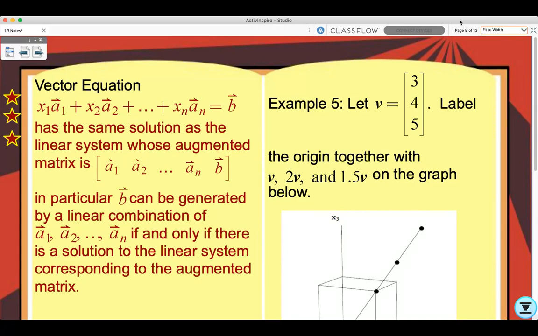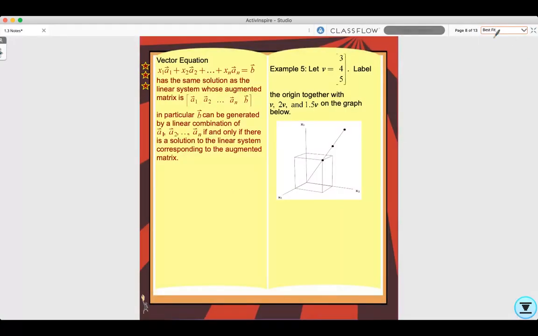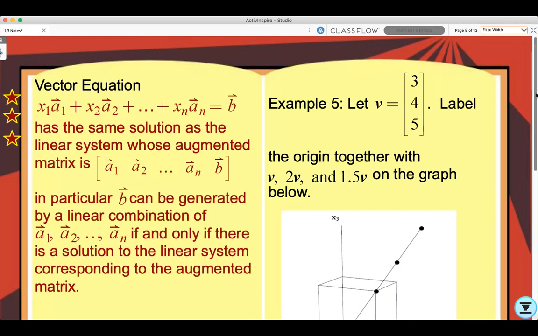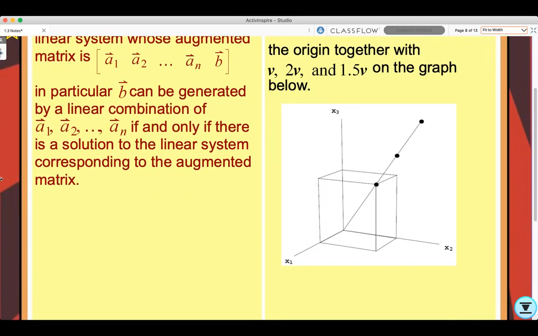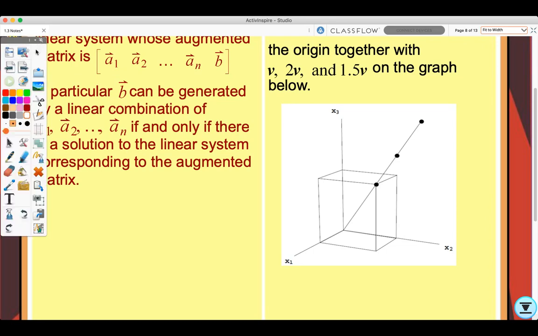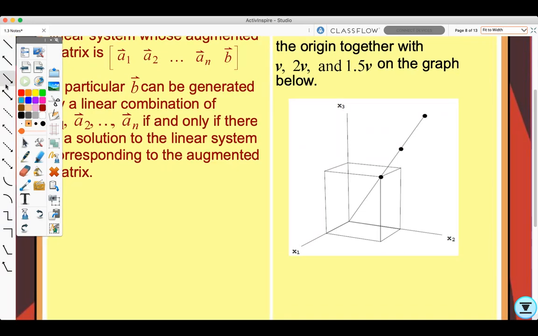So let's look at example 5. Example 5 says, let V equal 3, 4, 5. Label the origin together with V, 2V, and 1.5V on the graph. So if I look at this, we'll actually make it a little bigger again. So here they actually gave us, so I'm first going to label V, and this would be V from here to here.